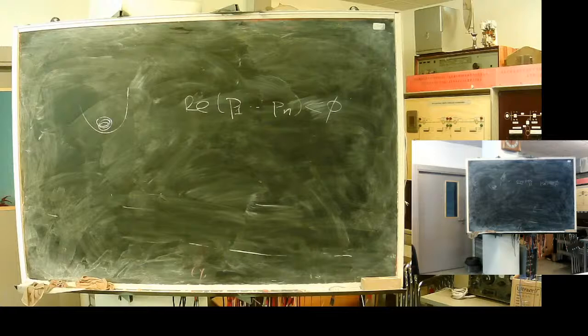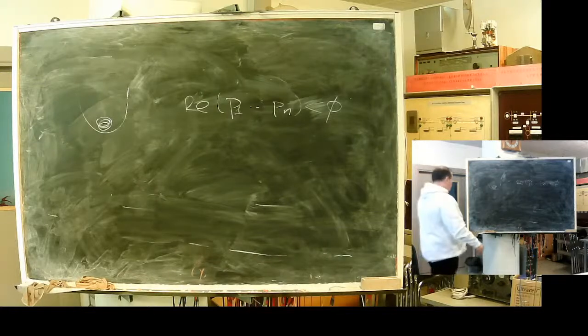Why do I have a linear element on my table? Wait a second.